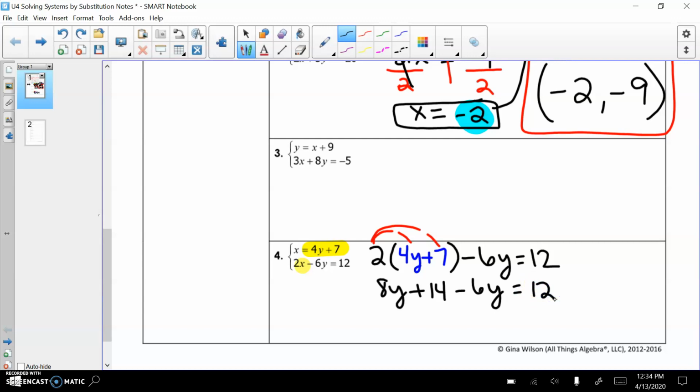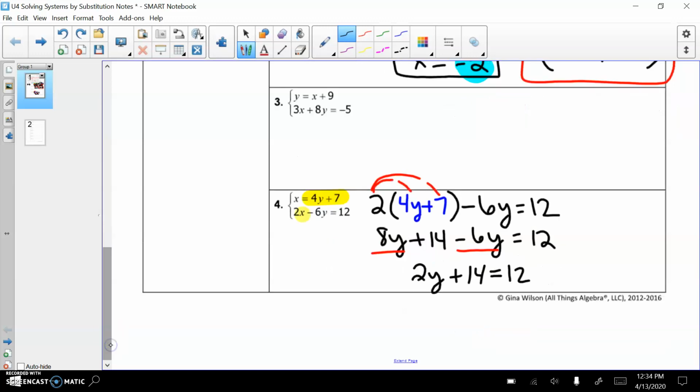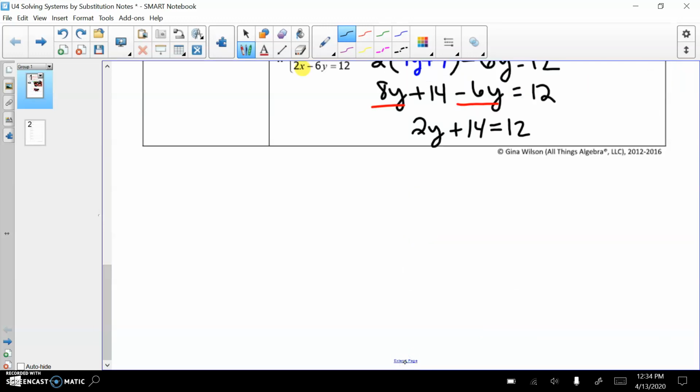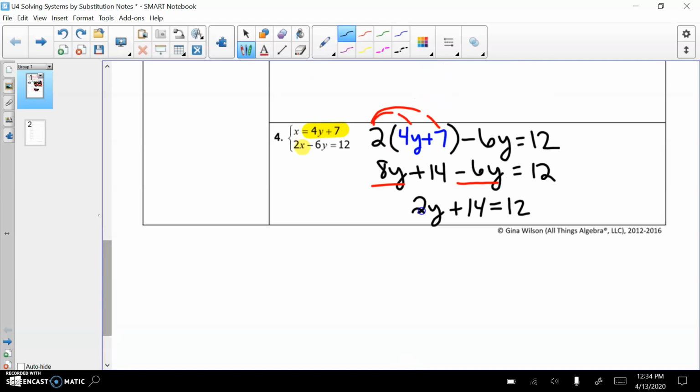Now you need to combine your like terms, because I have an 8y and a -6y on the same side. So this one, you just do what it says. What's 8 minus 6? That gives me 2 y's when I combine it. Bring down your 14 and bring down your 12. Sorry, just trying to give myself a little bit more room here for you guys.